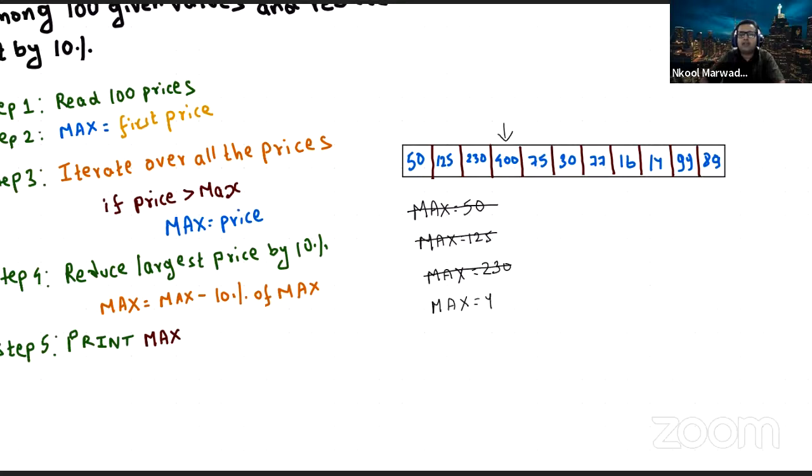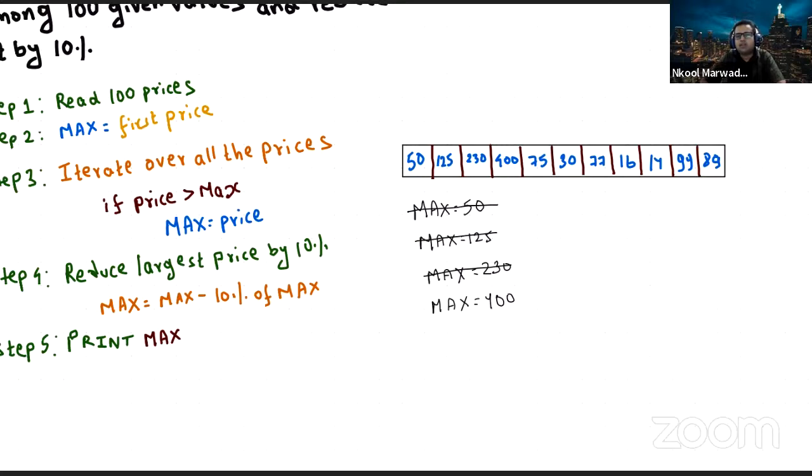Now I will go to the next element. Now the next element is 75. So 75 is very small. So I can ignore it because it is nowhere close to max. It is never greater than max. If the price is less than max, I'm happy that whatever max I have chosen, it is the right one. So we will ignore that. We will move forward.